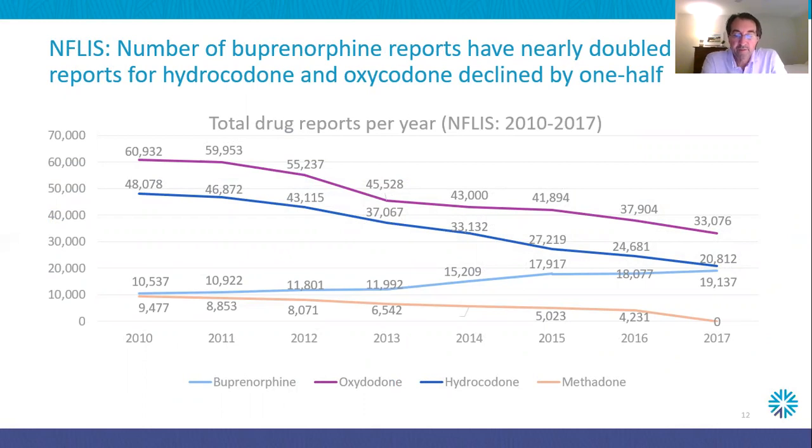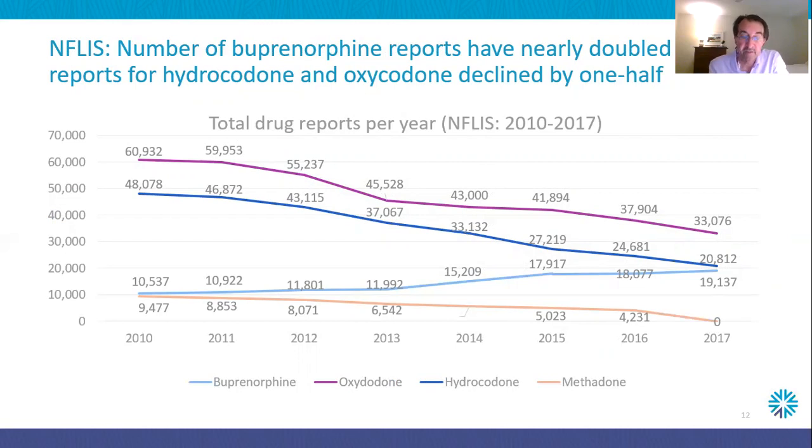The number of reports in NIFLS for buprenorphine have nearly doubled, while reports for hydrocodone and oxycodone have declined by about 1/2 from 2010 to 2017. And this resulted in a convergence of diversion estimates of buprenorphine with those opioids by the end of 2017.